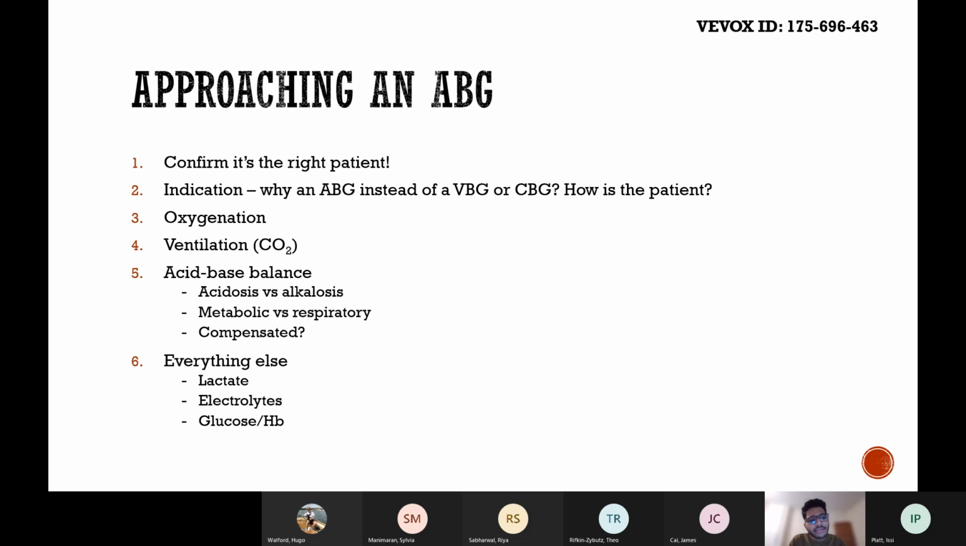The next thing you're going to have a look at is oxygenation. So how well oxygenated is the person? Then we're going to have a look at ventilation. So how effectively are they moving air in and out of their lungs?